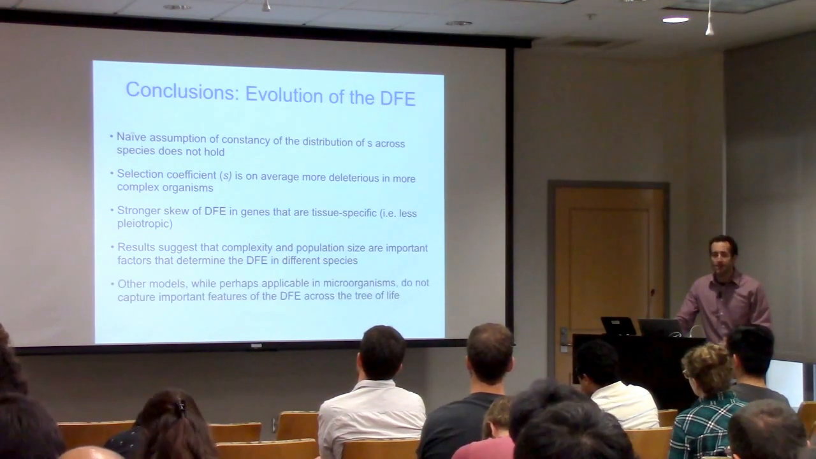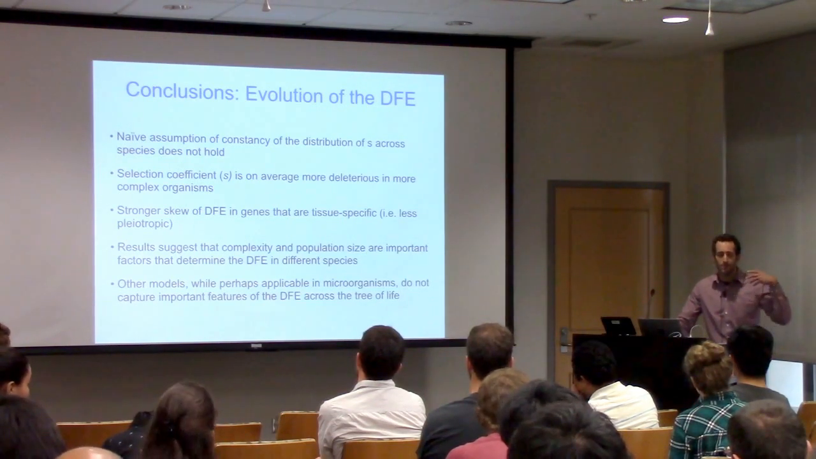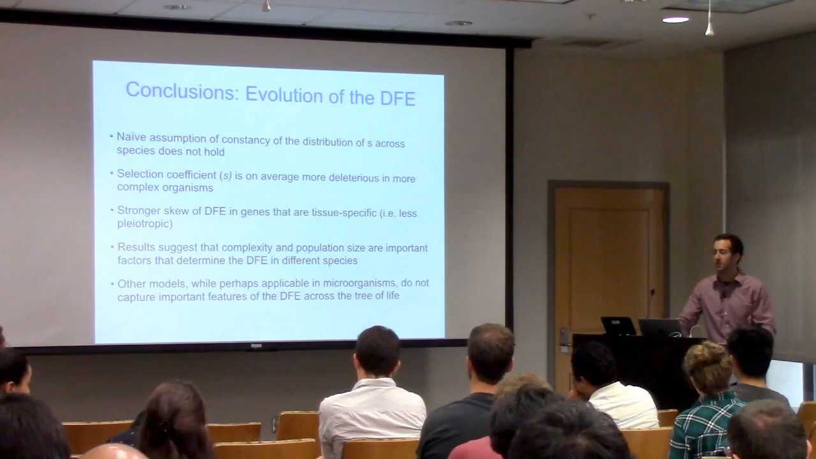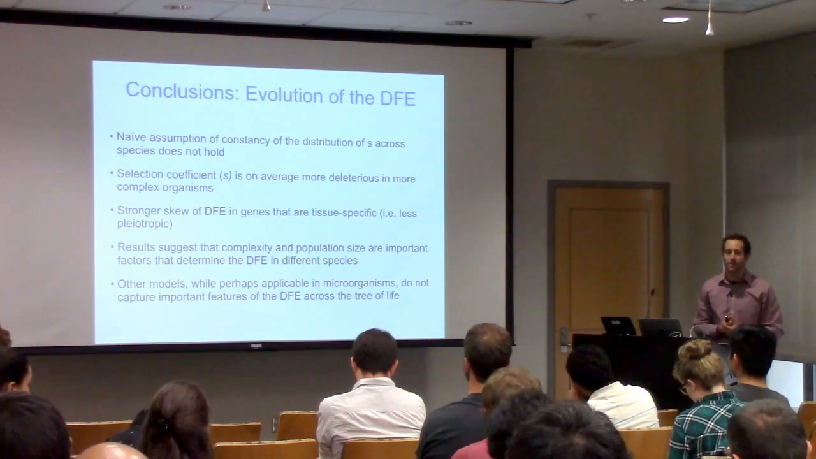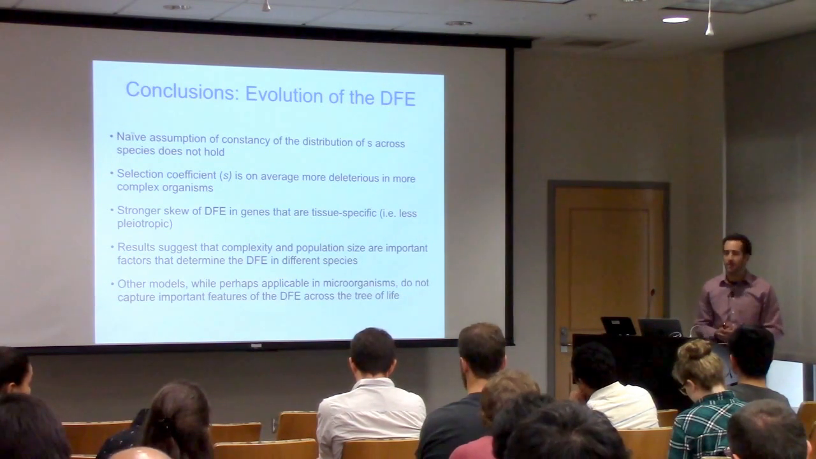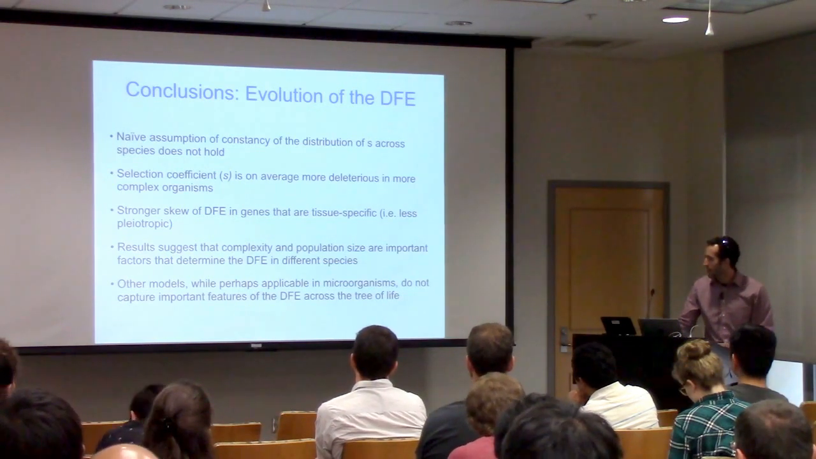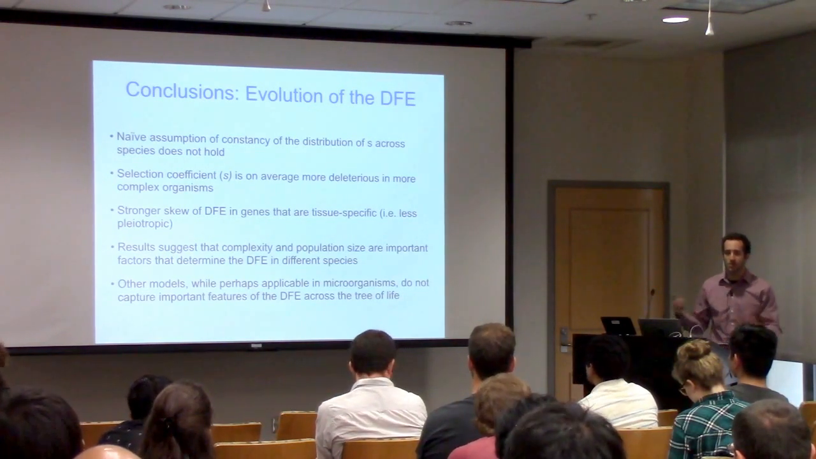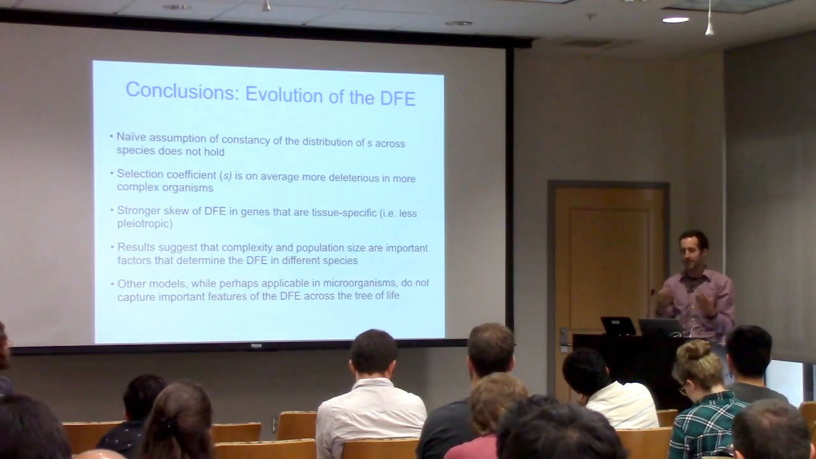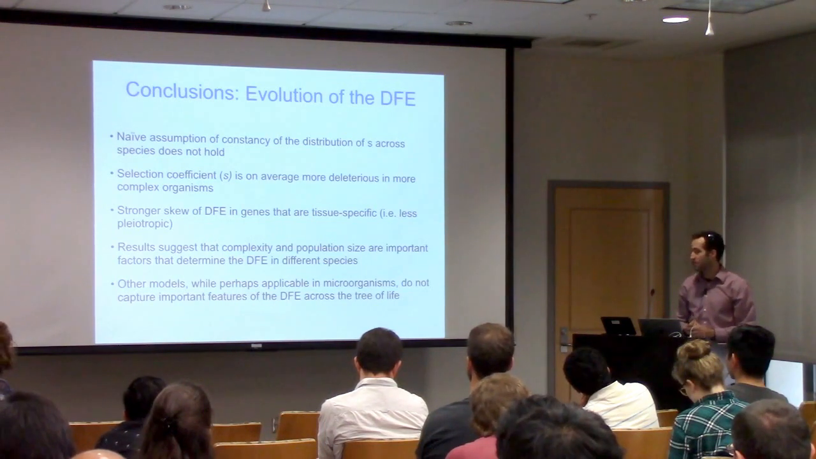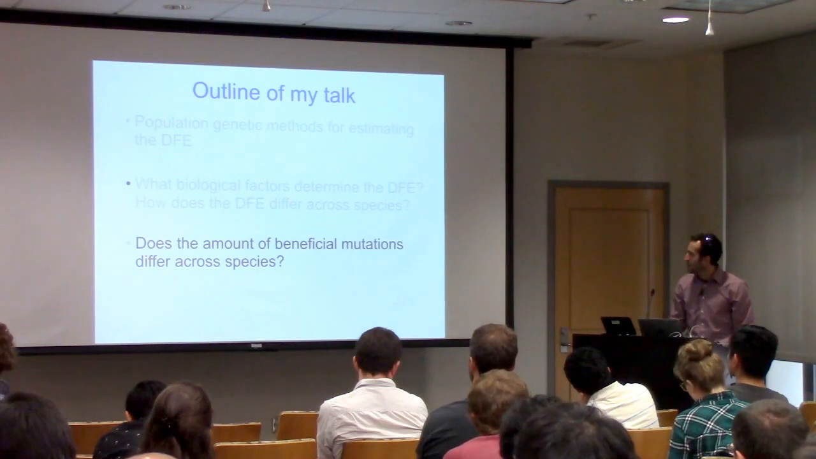And this isn't to say that other models like the mutational robustness model don't have attributes that are valid and applicable in certain situations, but just that they're not capturing this large-scale variation in the DFE across multiple taxa using data from natural populations. So it doesn't mean to abandon them. And in fact, some of these other models can be included, if you will, at least in some way within Fisher's geometric model. So that's sort of the conclusion for that.